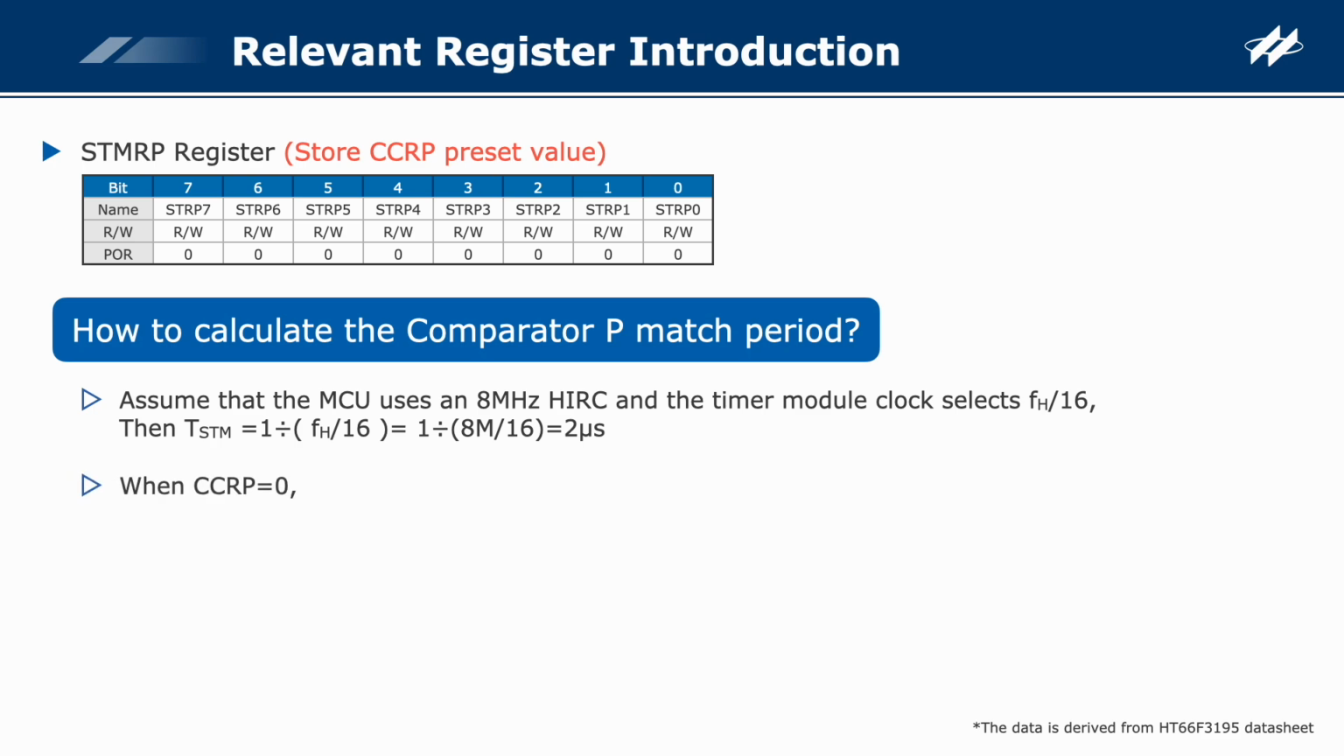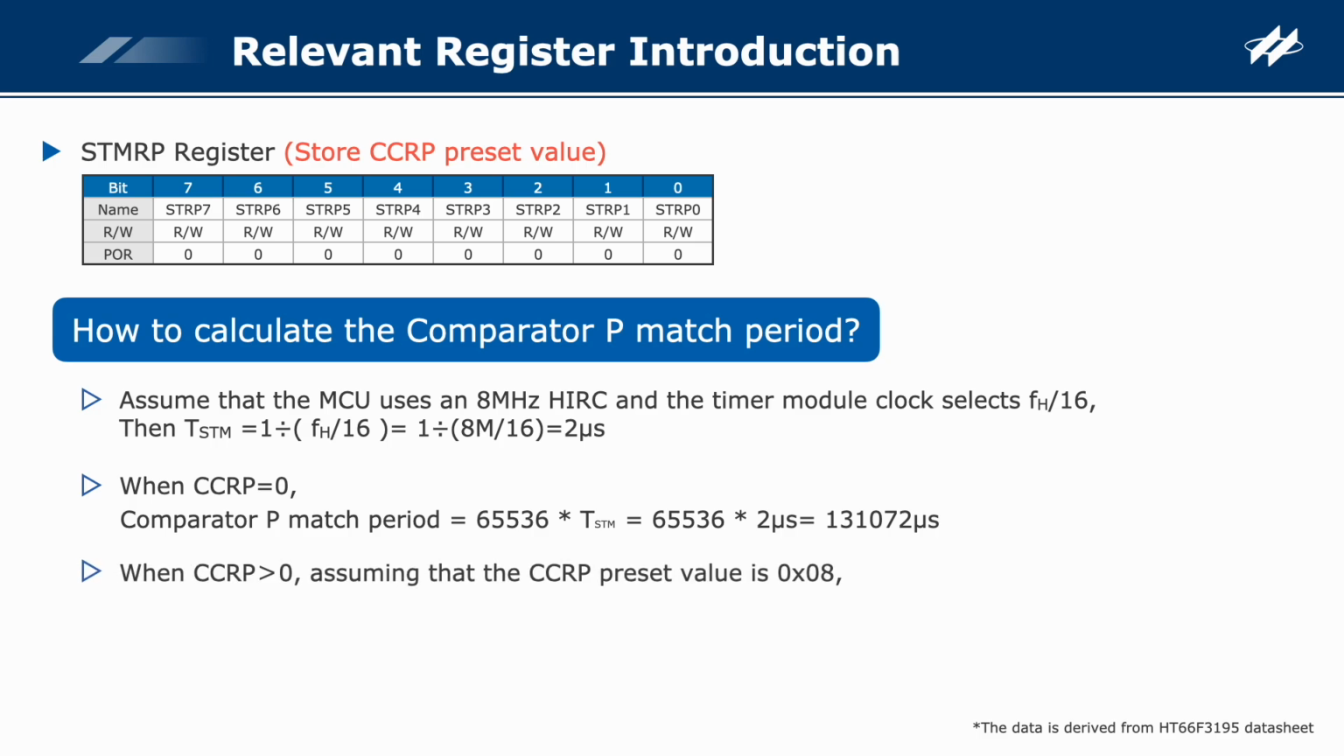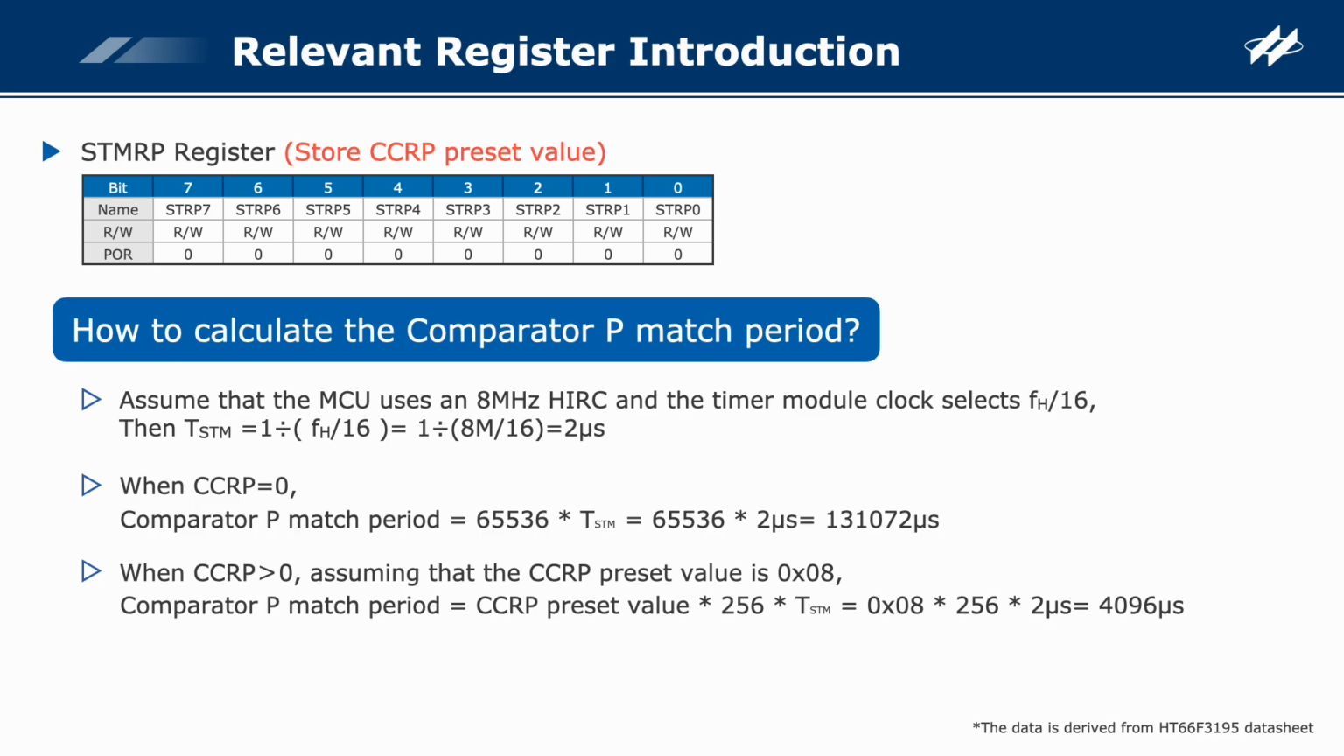When the CCRP preset value is 0, this indicates that the count value is 65,536. According to the formula, the comparator P match period is 131,072 microseconds. When the CCRP value is greater than 0, assuming the CCRP preset value is hex 08, according to the formula, the comparator P match period is 4096 microseconds.